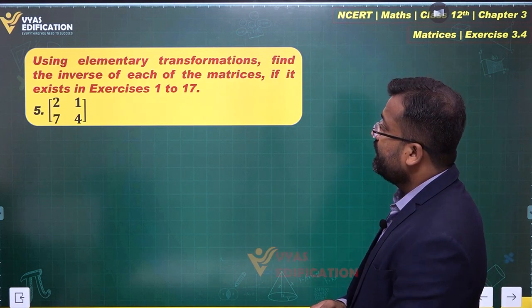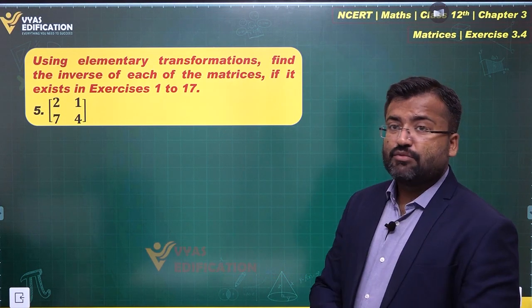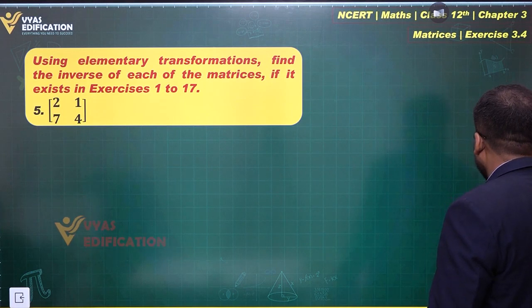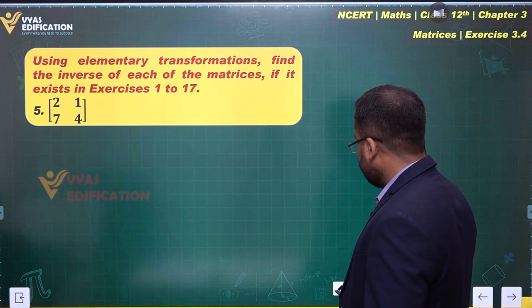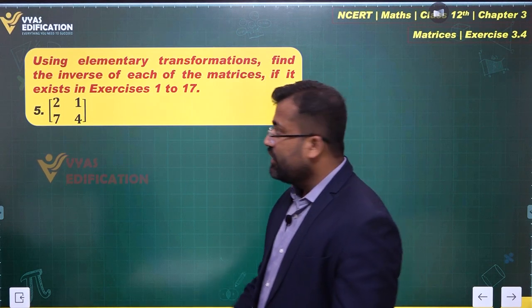Let's solve this question. 2174, we are supposed to find the inverse. What kind of a transformation would you like to use over here? We have been using alternate transformations. Let's use row transformations this time.